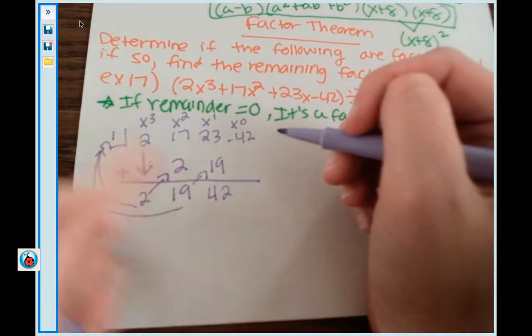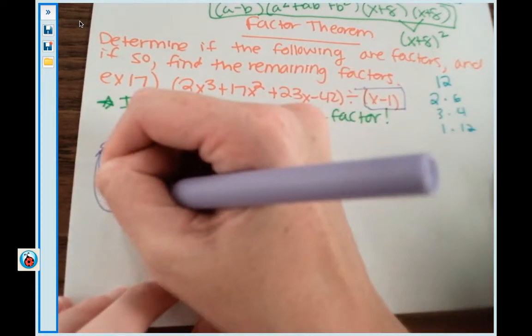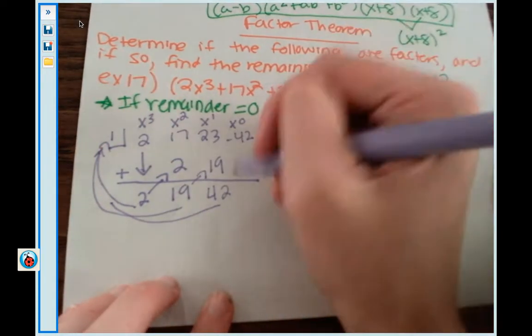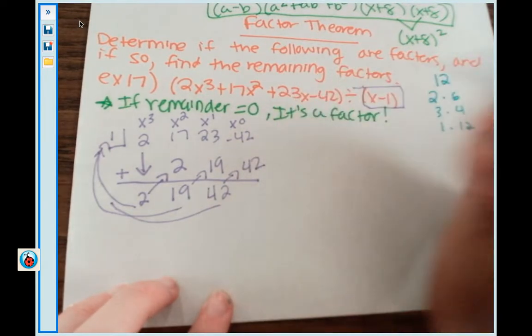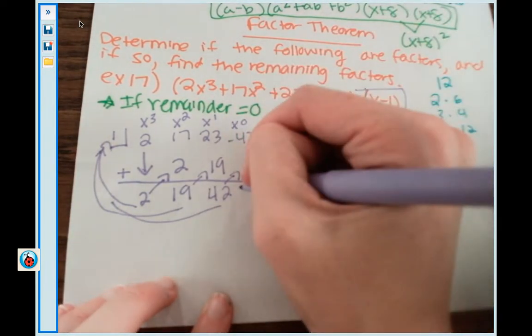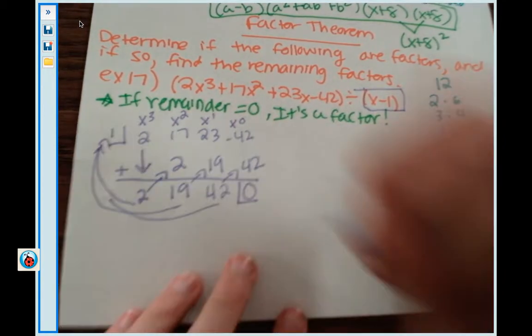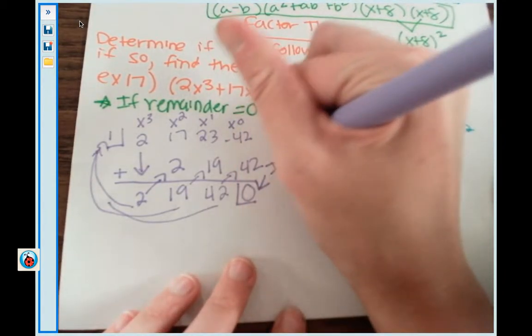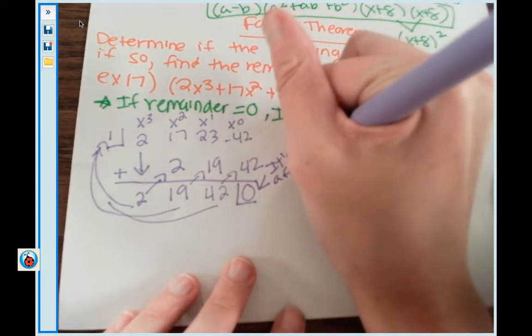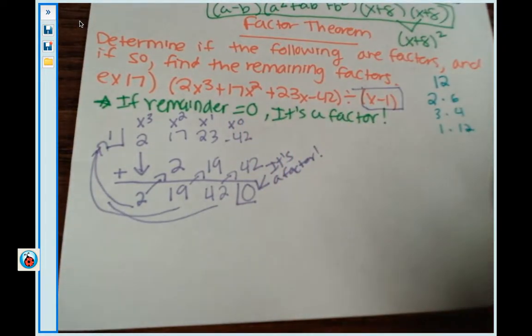And then 42 times 1, I multiply this by the 1. 42 times 1 is 42. I'm going to slide it over. And negative 42 plus 42 will give me a 0. Holy hot dog, you guys. This tells me right here that it's a factor. Yay. We love it when things are factors. So x minus 1 is a factor.